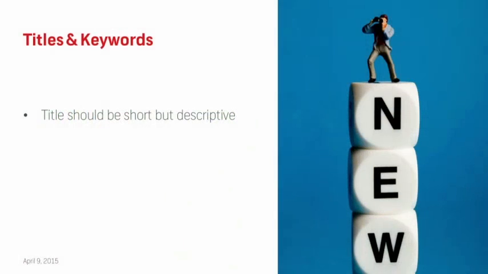So when we reject for titles and keywords, quite often, if it's not rejected for another technical reason, we want you to just modify those titles and keywords and resubmit, because we want customers to be able to find your image. So first things first, the title should be short but descriptive.